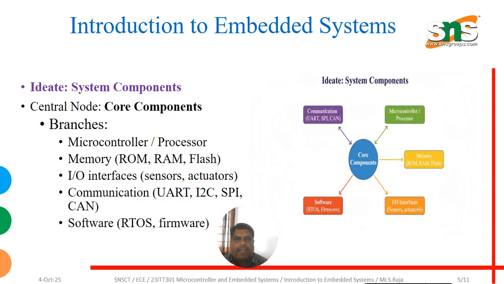For example, the communication may happen using UART, SPI and CAN protocols. Then a microcontroller or processor is used to integrate both the software and the hardware. Then, in order to store the program, we need memory. That memory is in three forms: RAM, ROM and flash memory. Then we have to provide some input-output interface to this CPU controller. The input-output interfaces are input from the sensor side and output from the actuator side. Finally, the software, that is the real-time operating system and the firmware, are mainly considered in this ideate part.